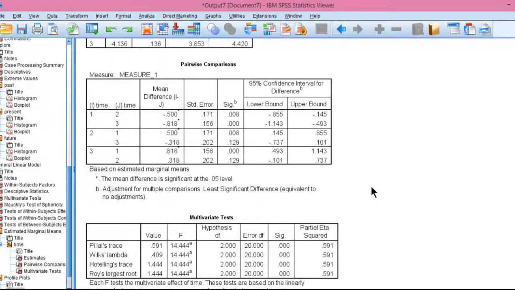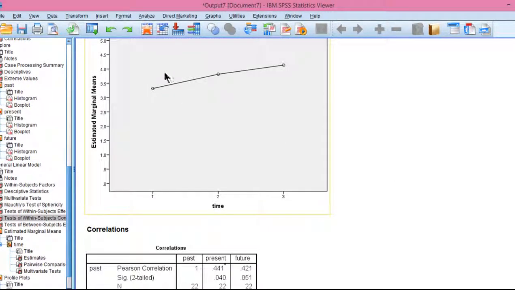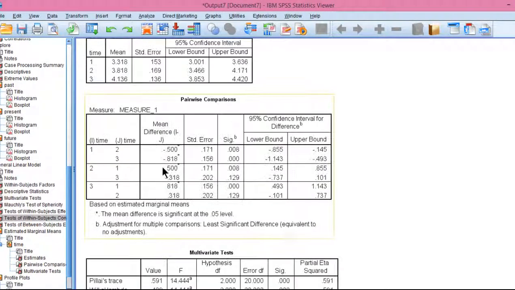I guess the last thing I'll mention is that the contrast analysis is statistically significant. There's a linear contrast analysis that is statistically significant going upward. Now, in terms of individual comparisons between past and present, the difference in the means, 3.3 versus 3.8, is statistically significant. And the difference between the past and the future is also statistically significant. So that's 3.3 versus 4.1. The last comparison, which is present to future, 2 versus 3, is not statistically significant.